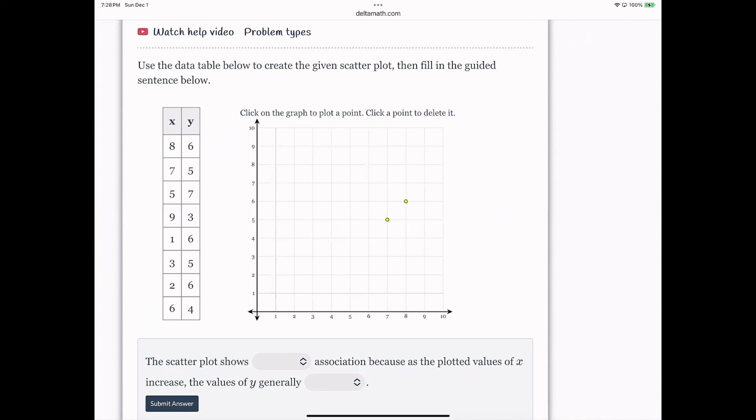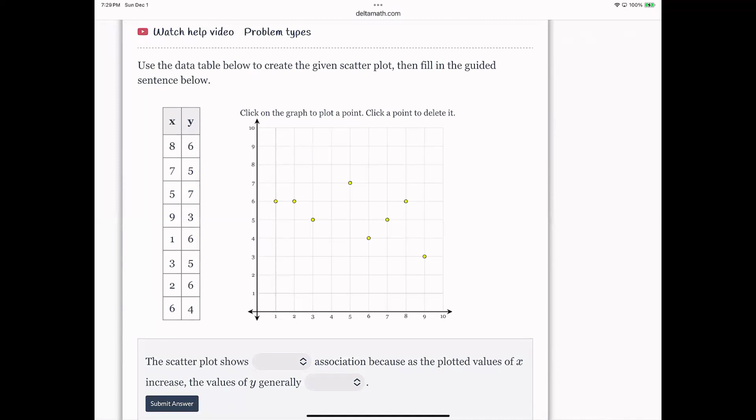Then we're going to do 5, 7, which is right here. Then we're going to do 9, 3, which is here. Then we're going to go 1, 6, which is here. Then we're going to do 3, 5, which is here. Then we're going to do 2, 6, which is here. And then we're going to do 6, 4, which is right here.